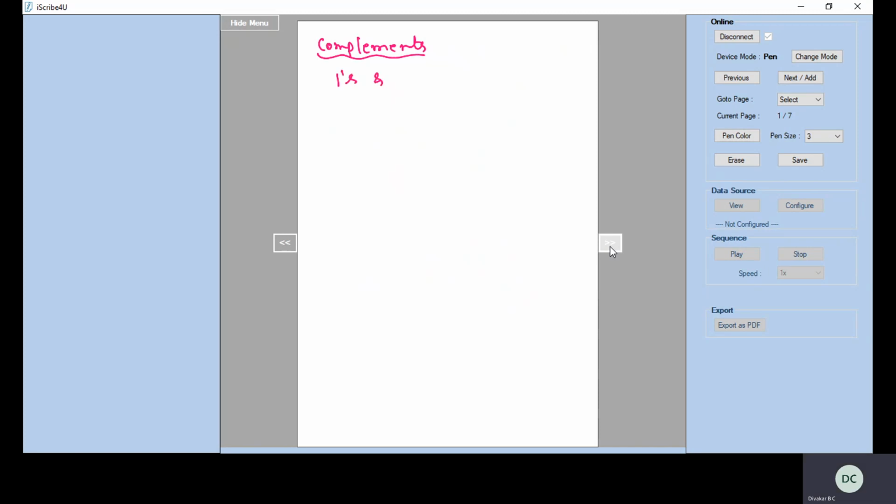Ones and twos complement is used for the binary number system. Nines and tens complement is used for the decimal number system. Sevens and eights complement is used for the octal number system. 15s and 16s complement is used for the hexadecimal number system.